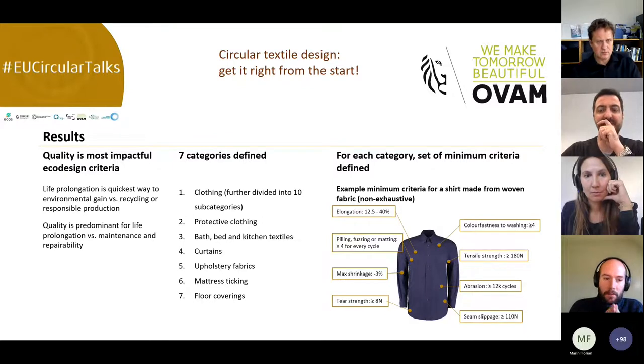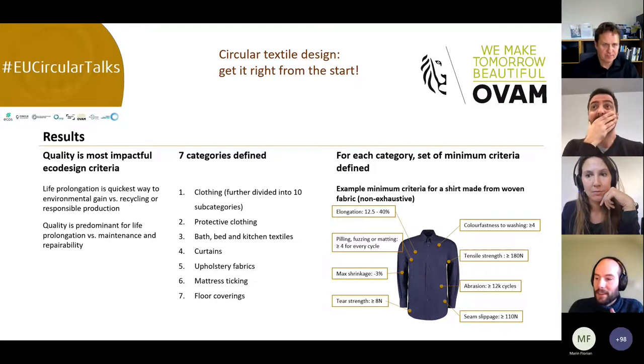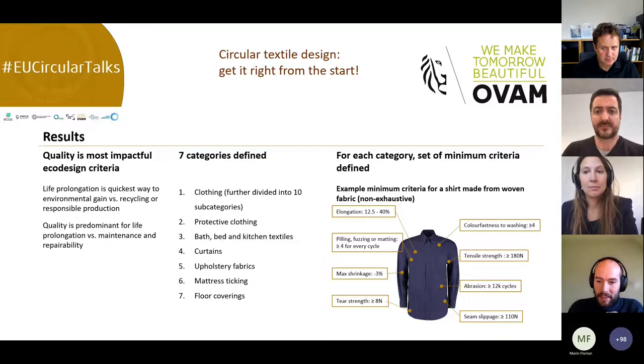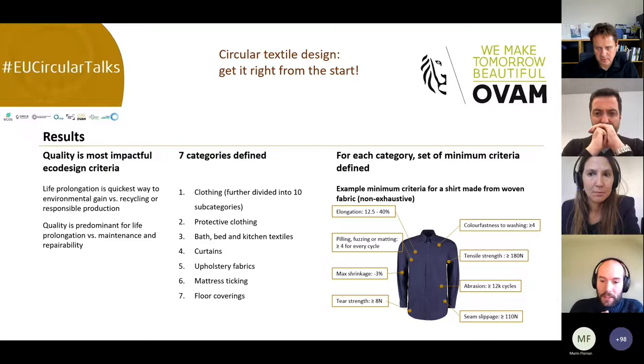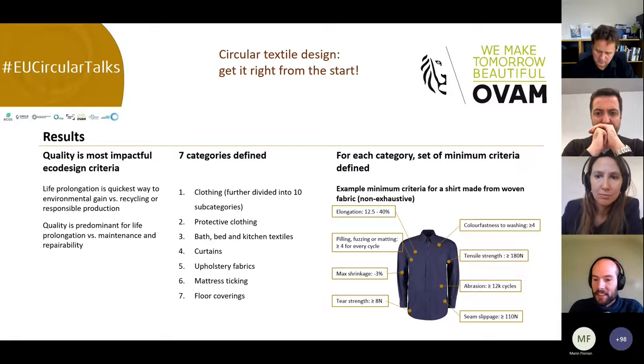And these minimum criteria are based on existing labels and their minimum criteria, on the one hand, and on the other hand, on the experience of Sentexbel as a textile testing lab. What I mean with these minimum criteria is made a bit more tangible with the example below. There I show a shirt made from a woven fabric. For example, the minimum criteria for that shirt would be that it can shrink no more than 3%. The fiber should withstand a tear strength of at least 8 newton, and so on and so on.